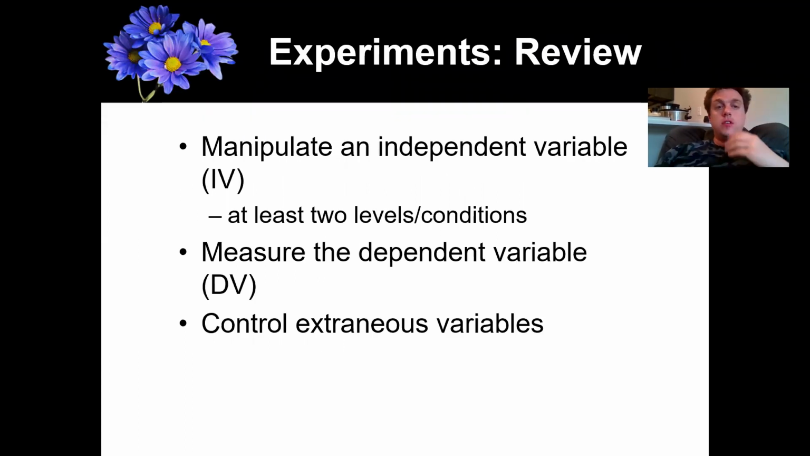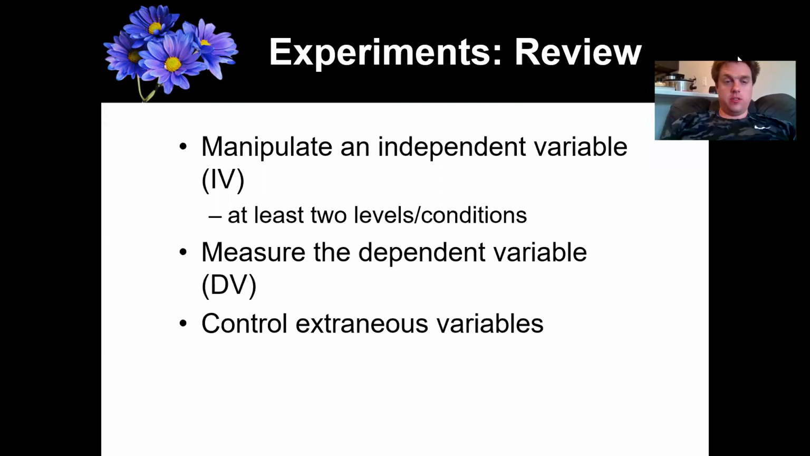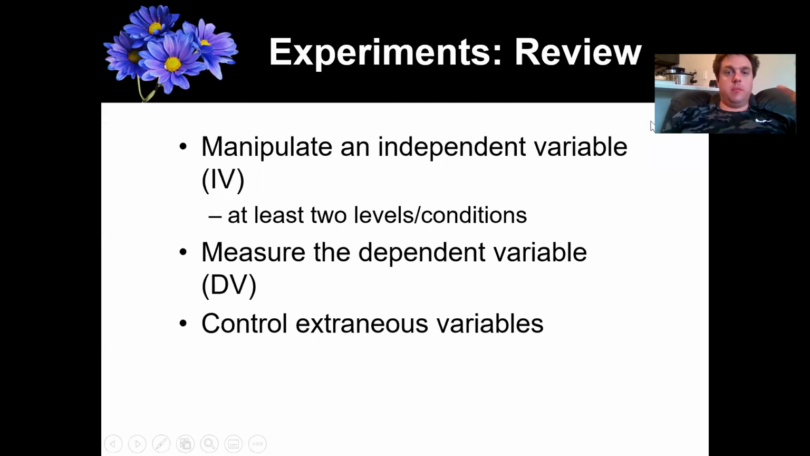Okay. So just a refresher. Remember that when you have an experiment, you're going to have at least two levels or two conditions of an independent variable. Right? Hopefully you remember this, but the independent variable is the thing you manipulate, the thing you change to see if it has an effect on what you're measuring, which is the dependent variable. All right.